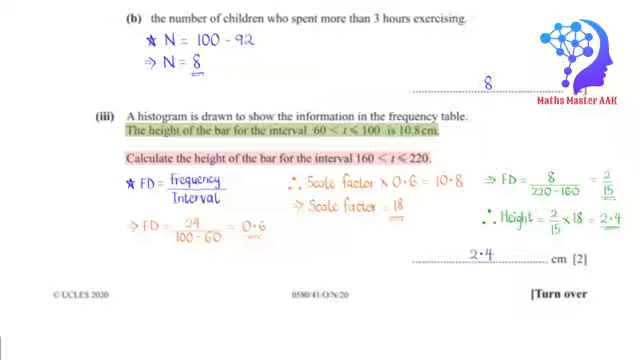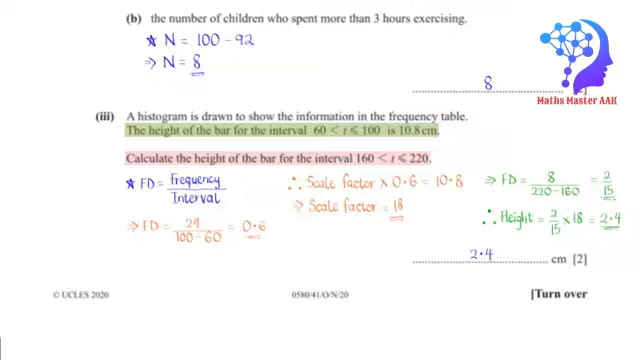So first, let's look at the interval t is greater than 60 and less than or equal to 100. The height of this interval is the frequency density, and so when we apply the frequency density formula, we know that the frequency of this interval is 24 divided by the interval width, which is 100 minus 60. This gives us 0.6. However, in this case, the height has been given as 10.8 centimeters, and so this means that 0.6 has been multiplied by a scale factor to get 10.8, and this scale factor is 18.